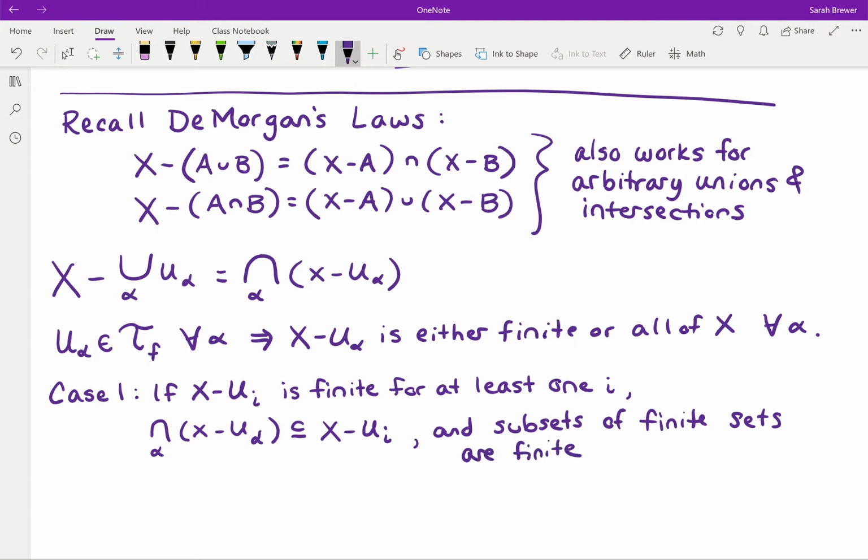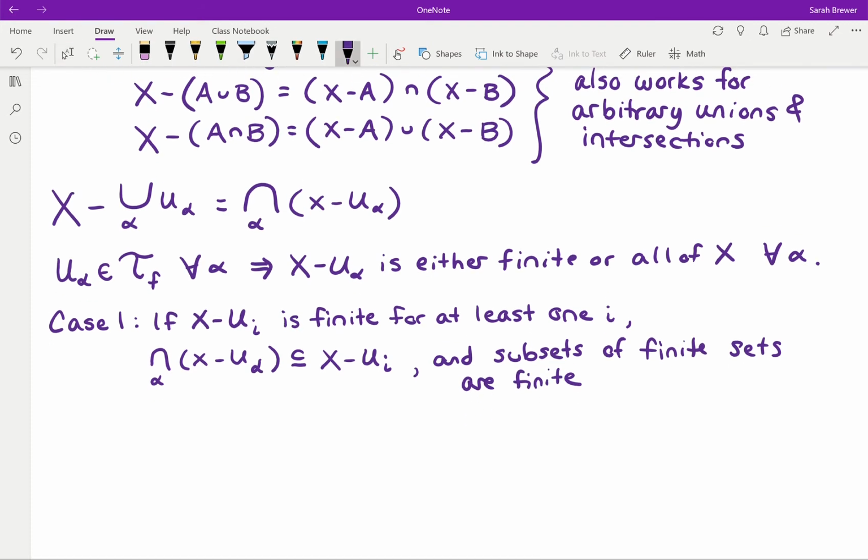So therefore, this arbitrary intersection, which was equivalent to the complement of the arbitrary union, has to be finite.